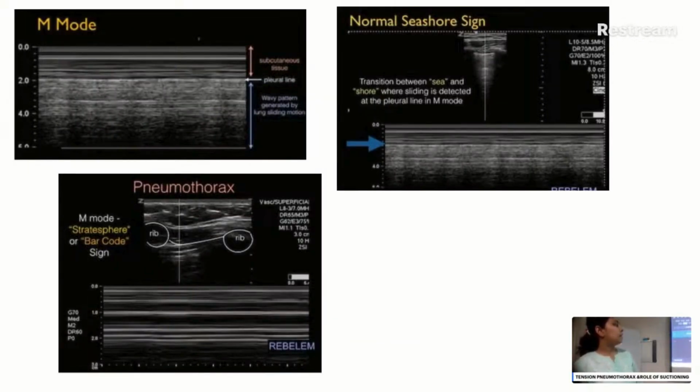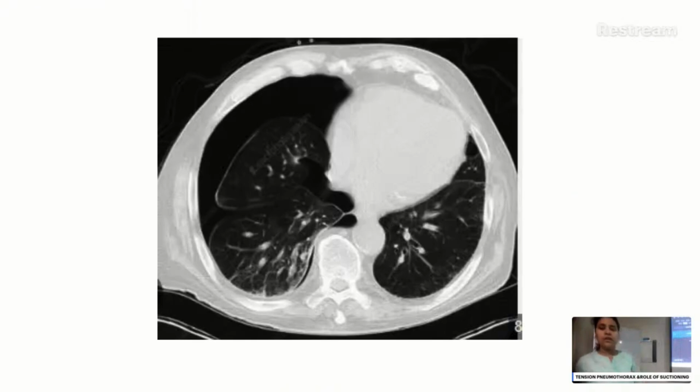The second thing that we are able to see in the ultrasonographic features of tension pneumothorax is the barcode sign. When we put the linear probe over the chest, under normal circumstances we see a seashore sign. There is a shiny pleura, and on both sides of the shiny pleura we can see two different zones, sea and shore. But when there is pneumothorax, there is no differentiation between the two sides of the pleura. It gives the appearance of a barcode or the stratosphere, and it is known as the barcode sign or the stratospheric sign.